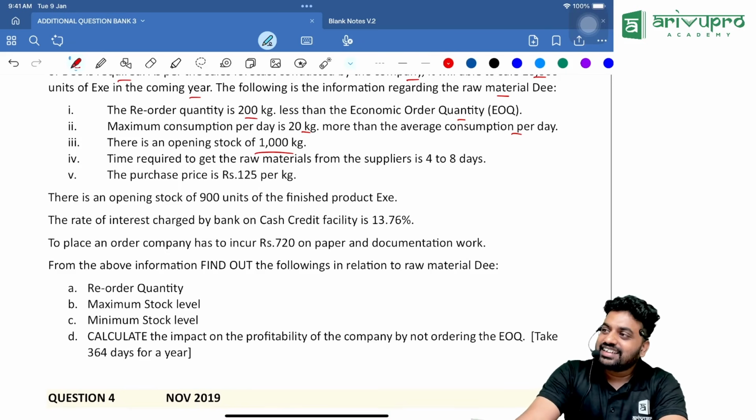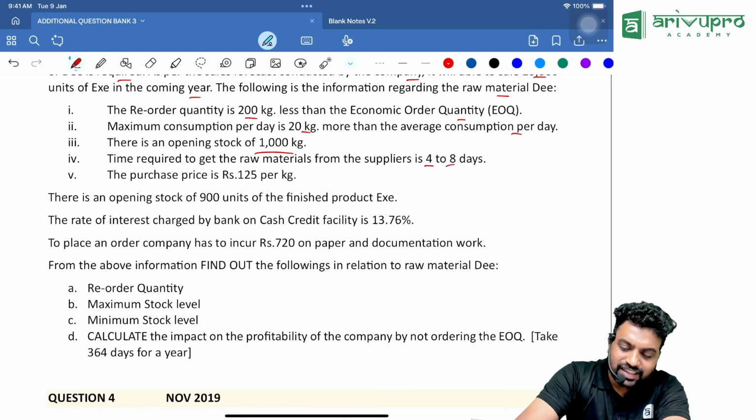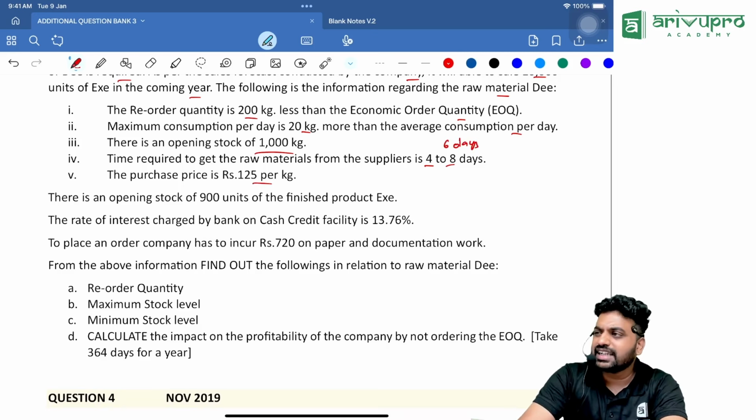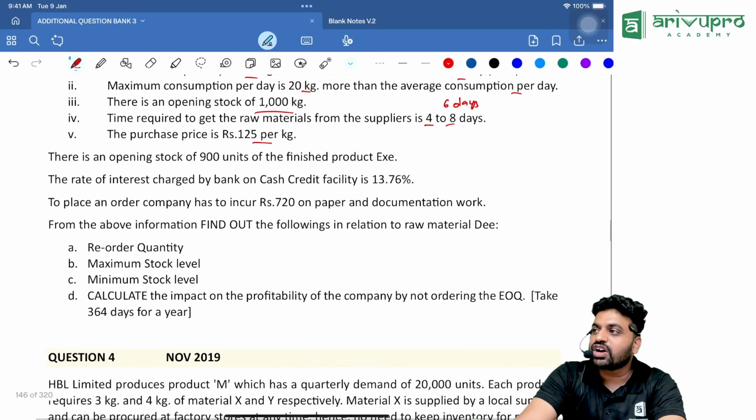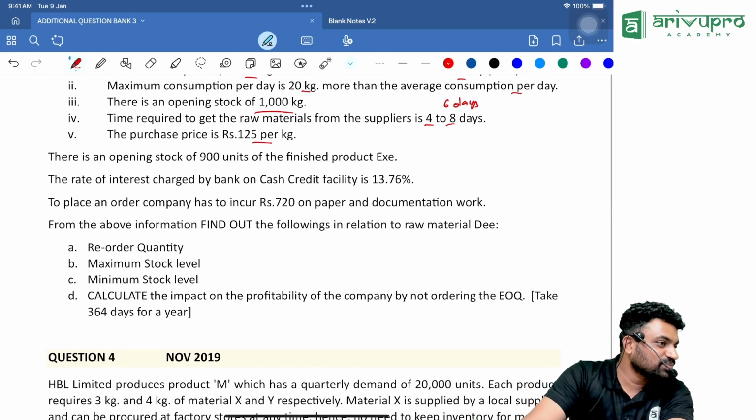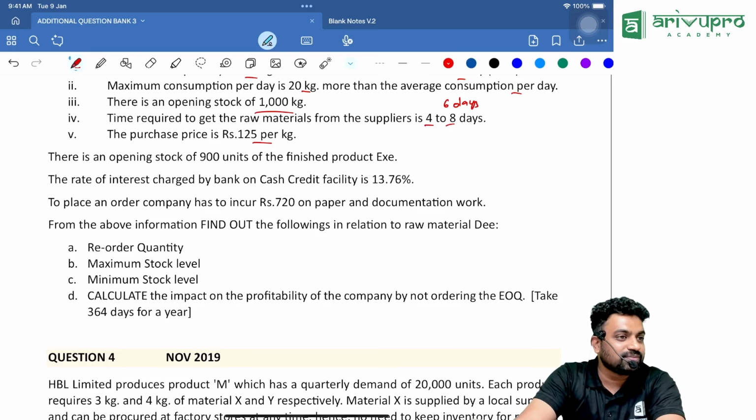Listen. Time required to get the raw materials from the supplier is 4 to 8 days. Lead time. And average lead time is 6 days. Purchase price is 125 per kg. There is an opening stock of 900 units of the finished goods. Are they telling anything about the closing?